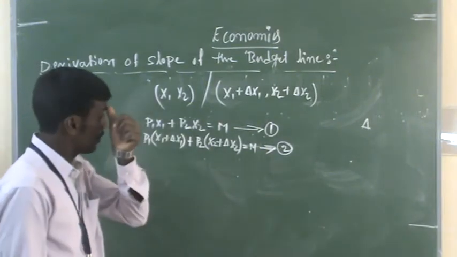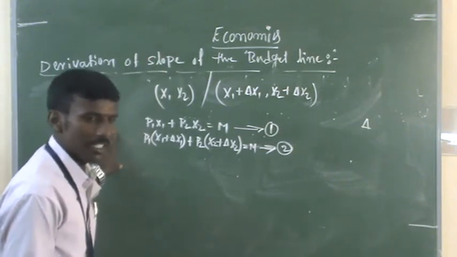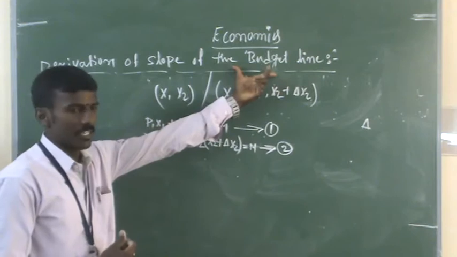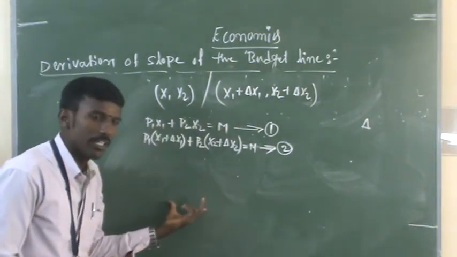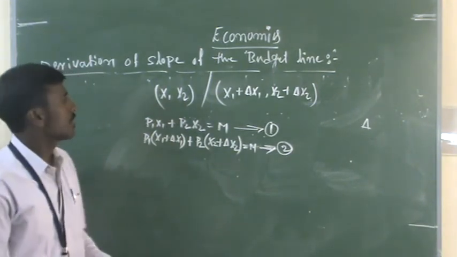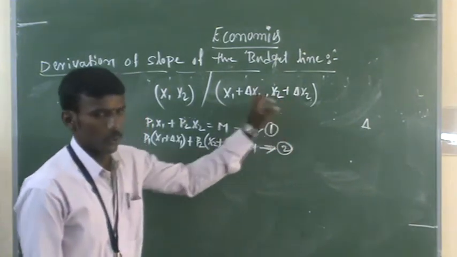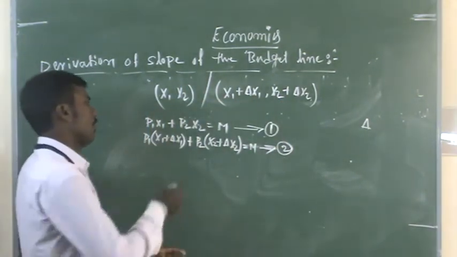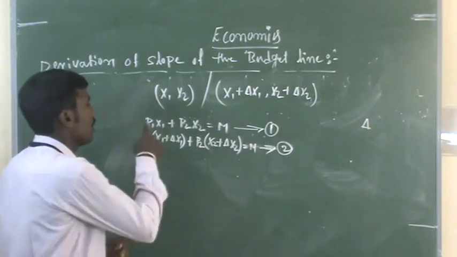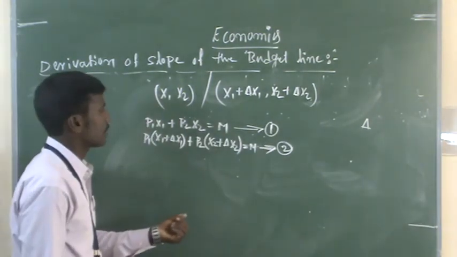See, once again I repeat, the slope of the budget line we are going to understand through the equation, the same as we did with the example. Firstly, let us consider the two bundles at the two points such as x1, x2 and x1 plus delta x1, x2 plus delta x2. Now already you know the equation of the budget line: P1 x1 plus P2 x2 equals m.